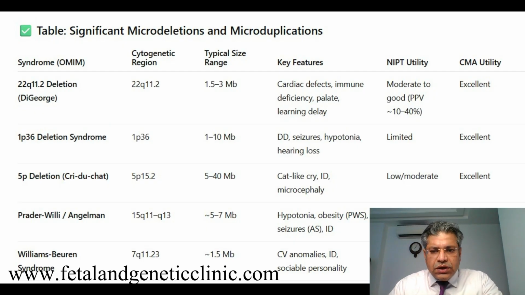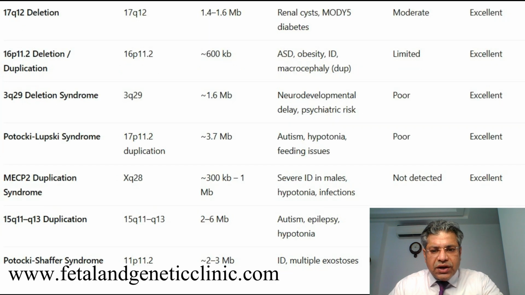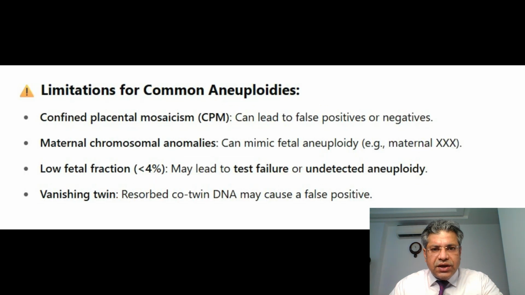So the microdeletions could be 22q. We can have 1p36, we can have Cri-du-chat, we can have Smith-Magenis, Miller-Dieker, and 16p. This is the complete list, so we have 10 clinically relevant microdeletions. How do we look for them? This could be NIPT, CMA, karyotype, and FISH.